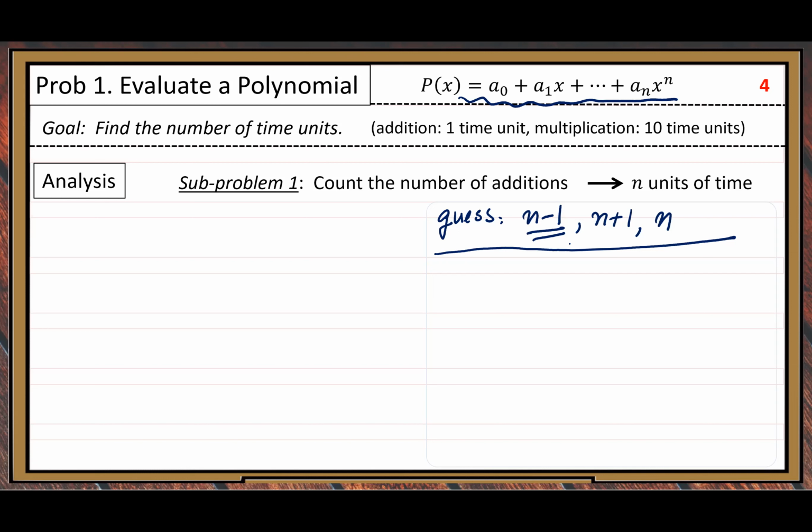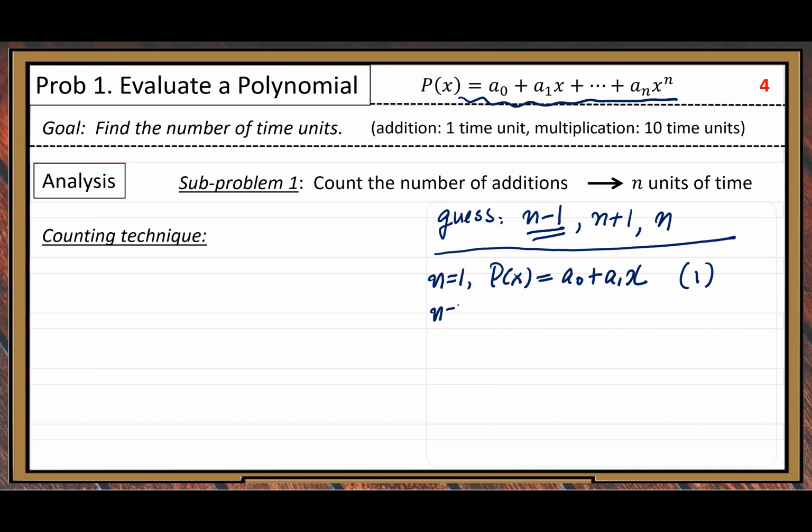Verification, right? Can you do verification? When n equals 1, our P of x equals a0 plus a1x. How many additions do you have? One. Wait, 2 or 1? Addition. Ignore multiplication. Plus sign. Count the number of plus signs. Is it 1?